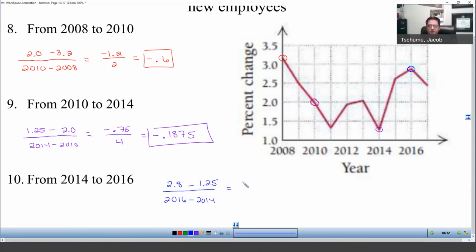If you subtract those, that's going to be 1.55 over 2. And if you number crunch that, make sure I get the right numbers here, you should get 0.775% rate of change. And that makes sense that it's positive because you took a big increase between 2014 and 16. So that would be your average rate of change.